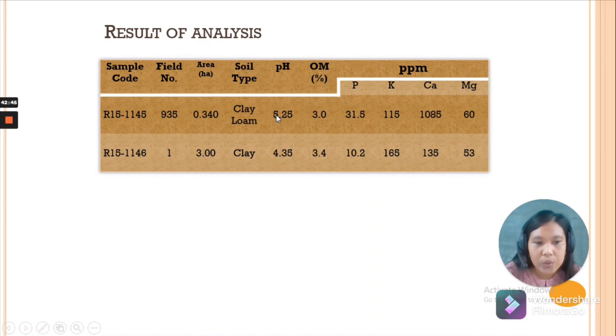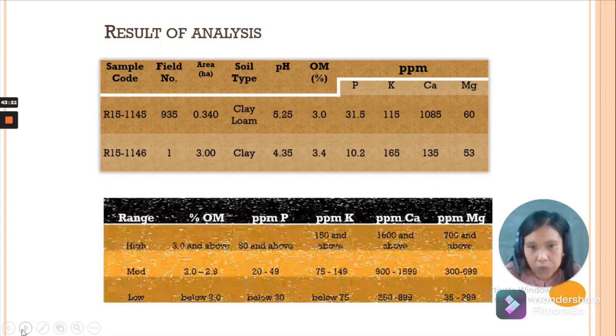We have the clay. If we check close enough, because of the loam, the pH is medium high, not very acidic. The OM is somewhat low. The values are in ppm, parts per million detected for phosphorus, potassium, calcium, and magnesium. For this clay lot, the pH is acidic and the OM is high. Then P is 10, K is 165, calcium is 135, and magnesium is 53.